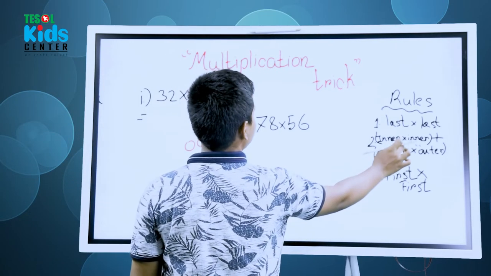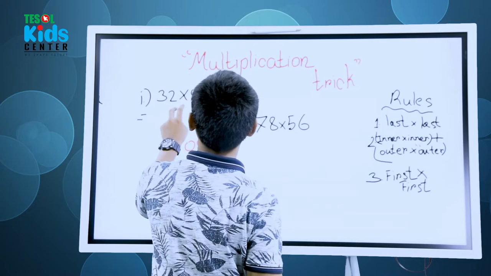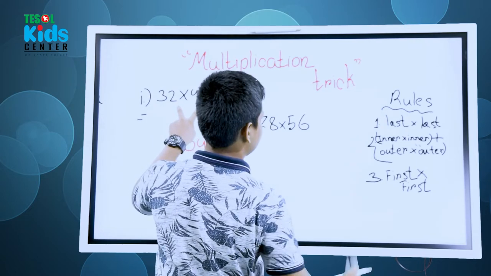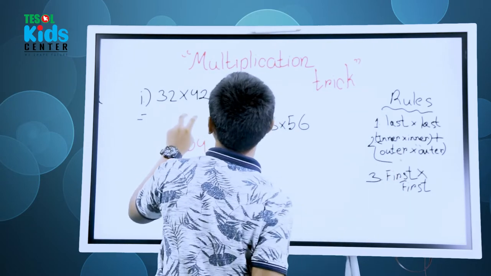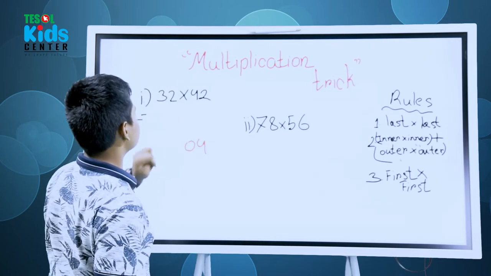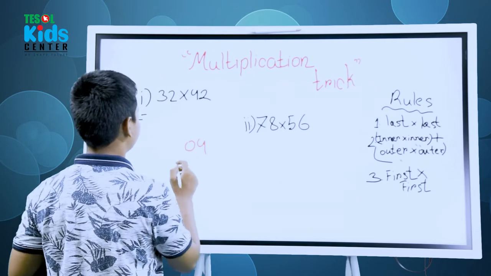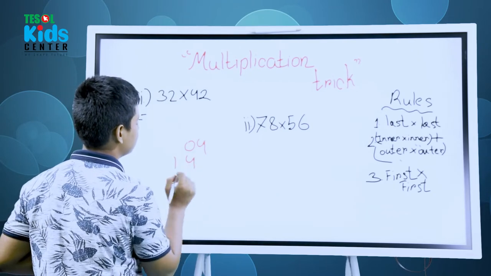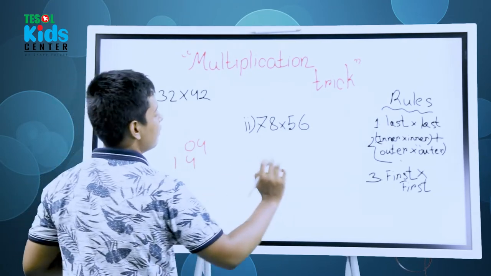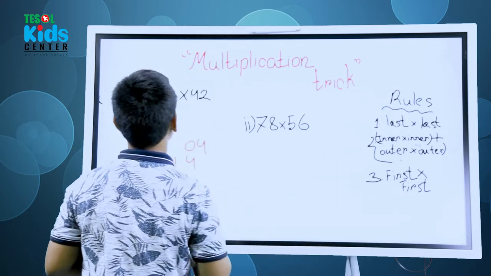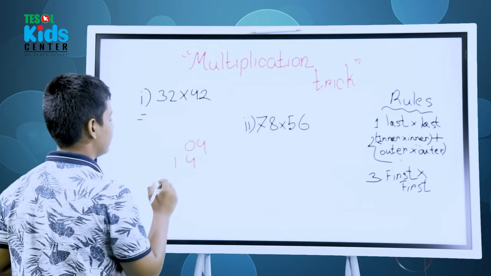And then inner into inner, 2 into 4, 8, will be added with outer into outer. That means 3 2s are 6. So 6 plus 8 is equal to 14. We're gonna put 14 here. And then first digit into first digit. So 3 4s are 12.